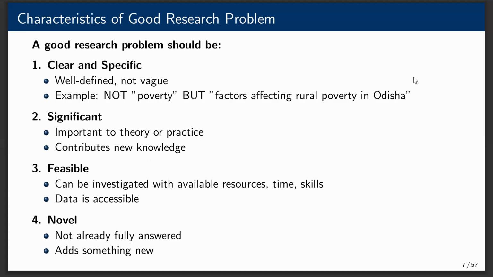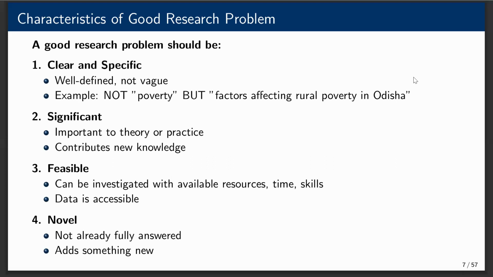A good research problem should be clear and specific. It should be well defined, not vague. Example, not poverty but factors affecting rural poverty in Odisha. Most of the time students, or even faculty members, casually use the word poverty, but no, you should clearly define it.